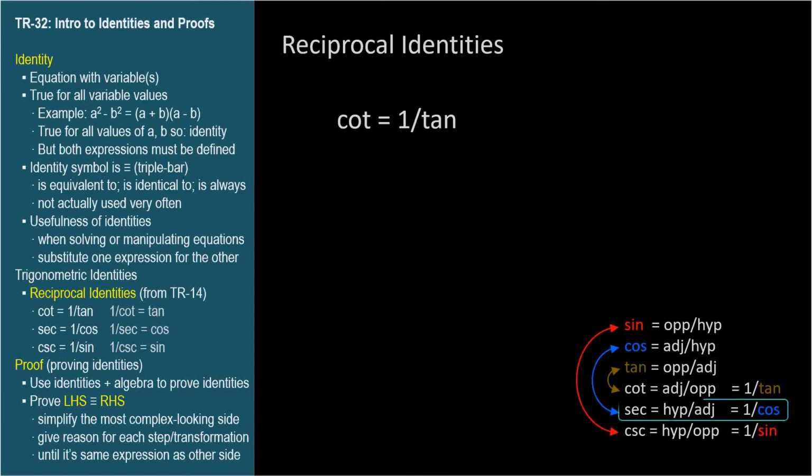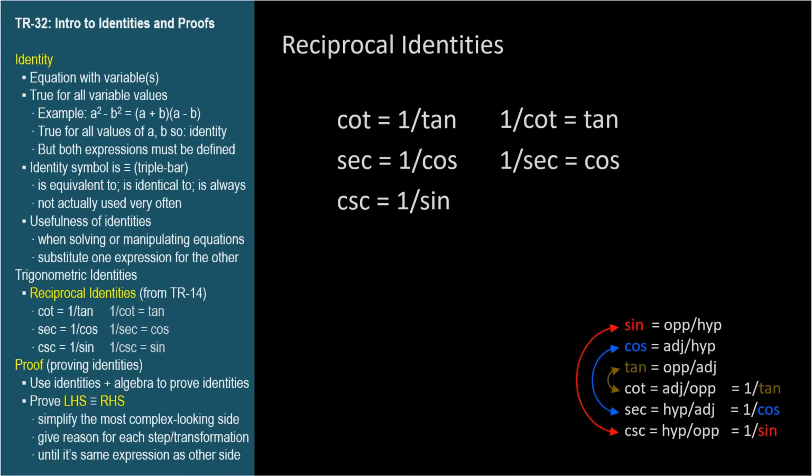The next identity is secant equals 1 over cosine. Always true, at least when cosine is not 0. And the third and last reciprocal identity is cosecant equals 1 over sine. Each of these three identities has an equivalent identity by taking the reciprocal of both sides. Tangent equals 1 over cotangent, cosine equals 1 over secant, and sine equals 1 over cosecant.